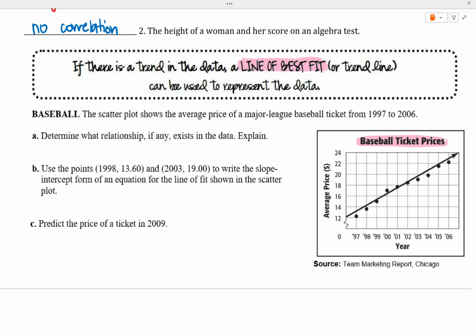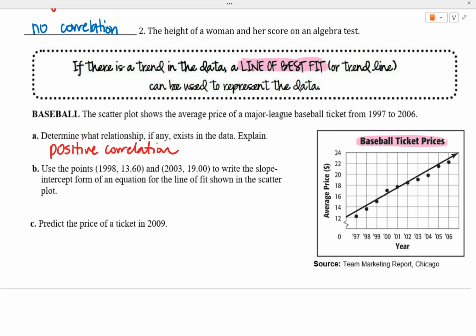As you notice, the dots or the points don't actually all hit that line. So that line is kind of representing the best estimate for an equation that would represent those ticket prices. So what we want to look at first is if this is a positive or negative correlation, and it is going upward, up and to the right. So we would say that this is a positive correlation. And we are going to find an equation to represent that line that is drawn on the scatter plot.